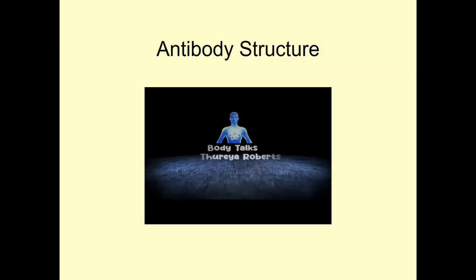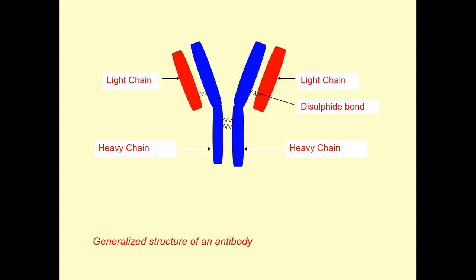Antibodies are also known as immunoglobulins. Immuno meaning that they're part of our immune system, and globulin because they're globular proteins. So these antibodies bind to foreign substances or pathogens that might enter our system, and they mark them for destruction or removal from our body. Let's take a look at the structure.